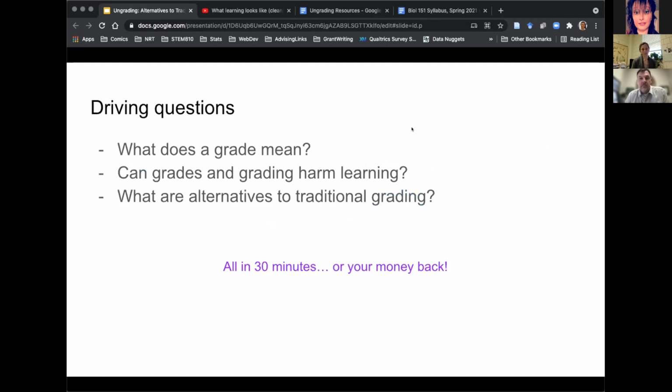So the driving questions for today are really to think about, what does a grade mean? To think about how grades might harm learning actually, and talk a little bit about alternatives to traditional grading. And we're going to do this all in 30 minutes. Well, now less than 30 minutes, or your money back. Nobody spent anything for this, so.